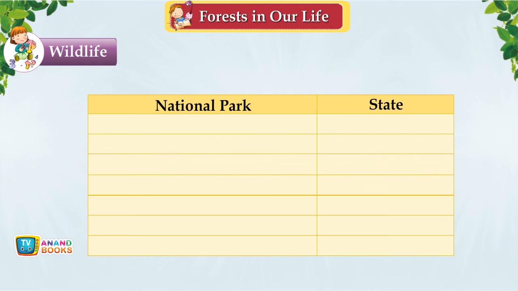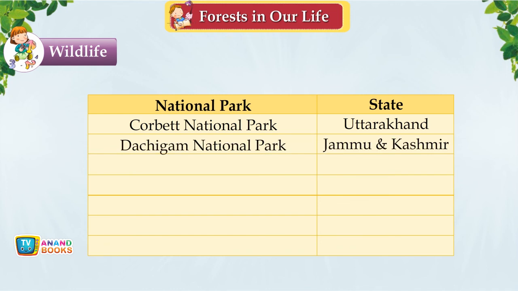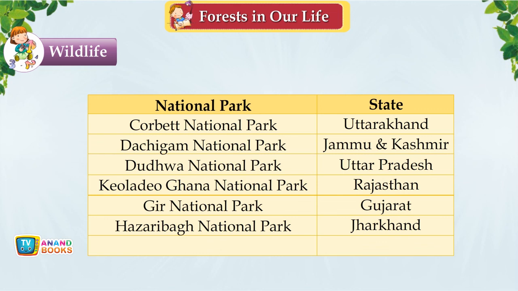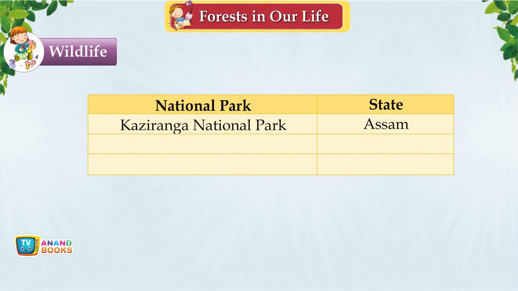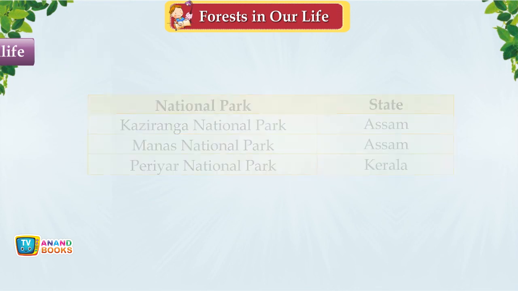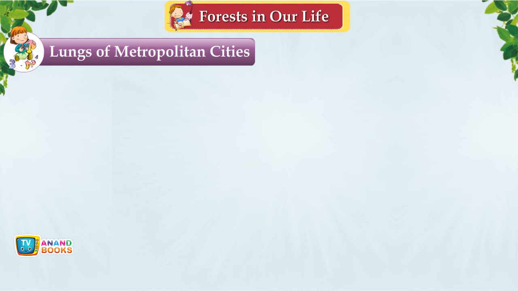National parks and their states. Corbett National Park, Uttarakhand. Dachigam National Park, Jammu and Kashmir. Dudhwa National Park, Uttar Pradesh. Keoladeo Ghana National Park, Rajasthan. Gir National Park, Gujarat. Hazaribagh National Park, Jharkhand. Kanha National Park, Madhya Pradesh. Kaziranga National Park, Assam. Manas National Park, Assam. Periyar National Park, Kerala. Lungs of metropolitan cities.